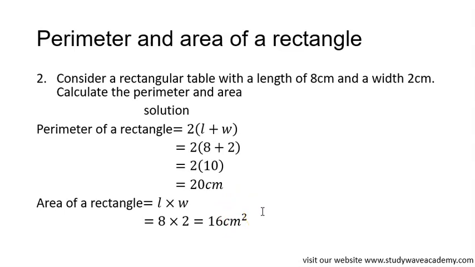Okay? Do you understand? So a rectangular table that has the length of 8 centimeter and the width of 2 centimeter, the perimeter of that rectangular table is 20 centimeter. The total distance of all the sides is 20 centimeter. And the area of that rectangular table, the space it occupies, is 16 centimeter square. Okay? Hope you are not confused.